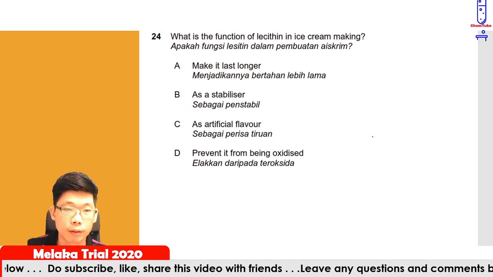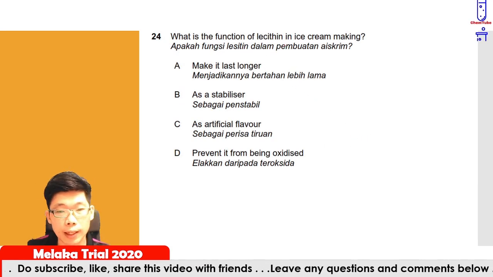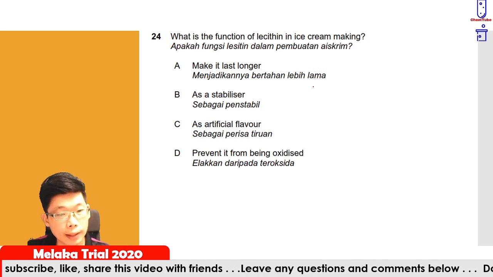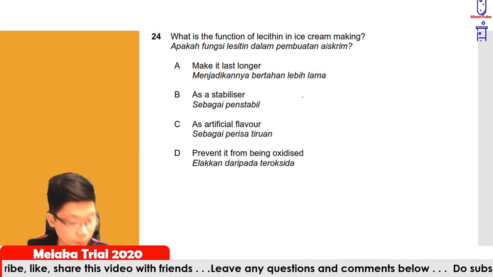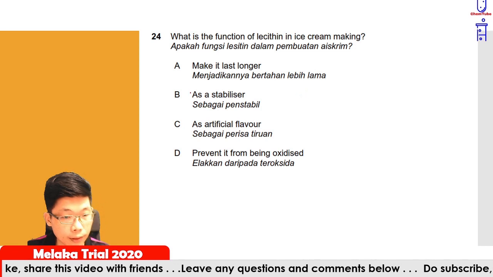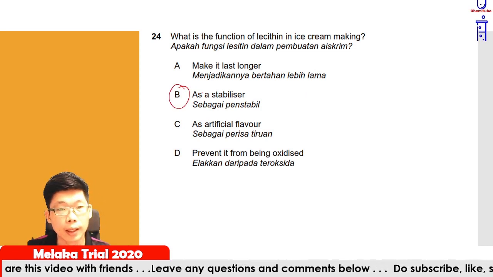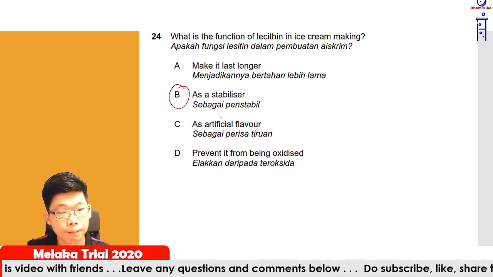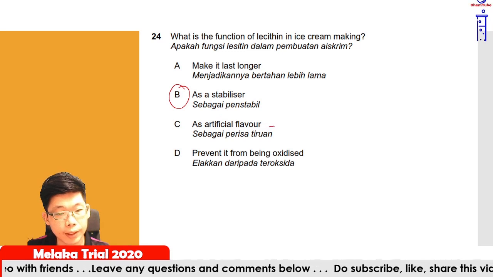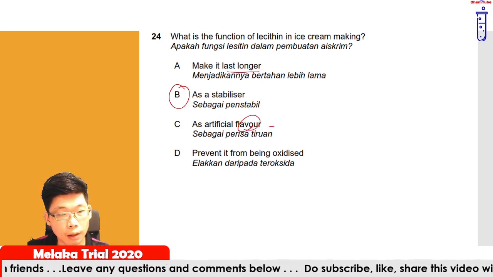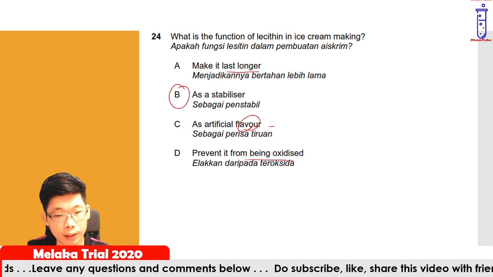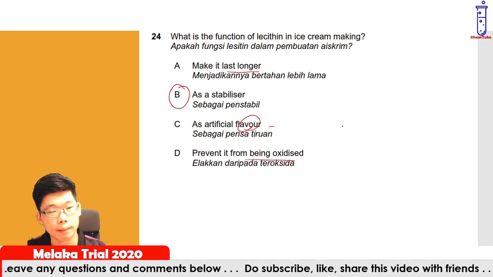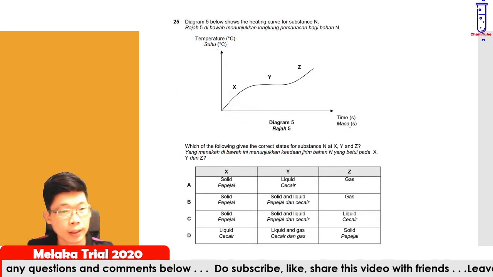Which of the following is the function of lecithin? Lecithin should be a stabilizer. This one is a flavouring, this is a preservative, this is an antioxidant. So it is a stabilizer for the lecithin.